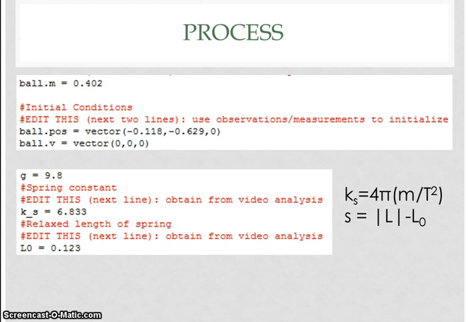The spring constant was calculated to be 6.833 newtons per meter, with the formula K sub s equals 4 pi squared times m over T squared, where T is the period of oscillation, and L naught was calculated to be 0.123 meters by the formula s equals magnitude of L minus L naught. However, these values were calculated from the period of oscillation of the spring only moving in the y direction from a different video. I will explain why later.